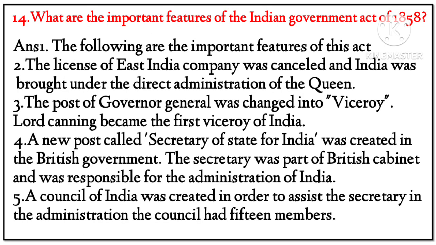14. What are the important features of the Indian Government Act 1858? Answer. The following are the important features of this act. The license of the East India Company was cancelled and India was brought under the direct administration of the Queen. The post of Governor General was changed into Viceroy. Lord Canning became the first Viceroy of India. A new post called Secretary of State for India was created in the British government. The Secretary was part of the British cabinet and was responsible for the administration of India. A Council of India was created in order to assist the Secretary in the administration, and the Council had 15 members.